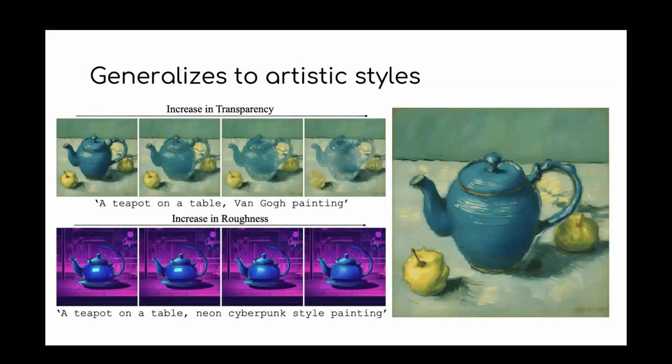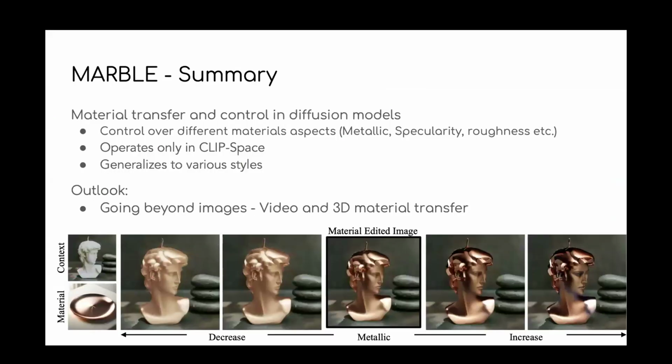Just a quick summary of MARBLE. We propose a way for material transfer and control in diffusion models, where we can control different material aspects: metallic, specularity, roughness, etc. And it operates only in the CLIP space, so that it generalizes to various styles of images. In the future, we would like to go beyond images, to videos and also into 3D as well.